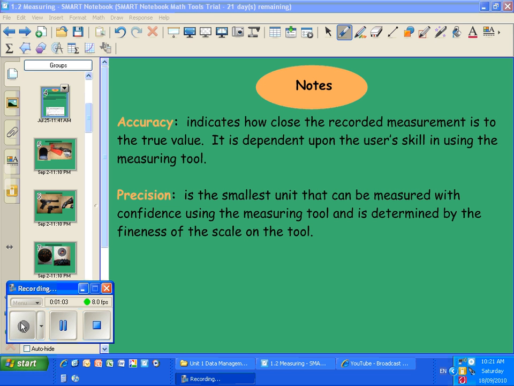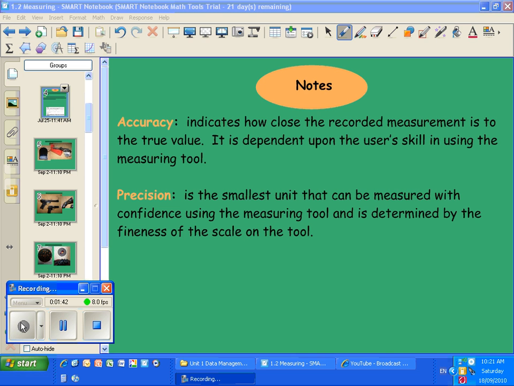Precision, on the other hand, is the smallest unit that can be measured with confidence using the measuring tool, and it's determined by the fineness of the scale on the tool. So I have some rulers that I handed out in my classroom. They have centimeter measurements on them, as well as millimeter. And on the centimeter ones, the only thing that's marked is the 0, the 1, the 2, the 3. So it's very difficult to tell what you're measuring and how it's measured properly with that sort of a scale. The millimeter ones are very, very accurate.